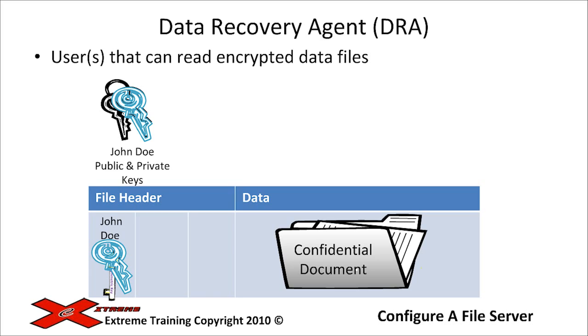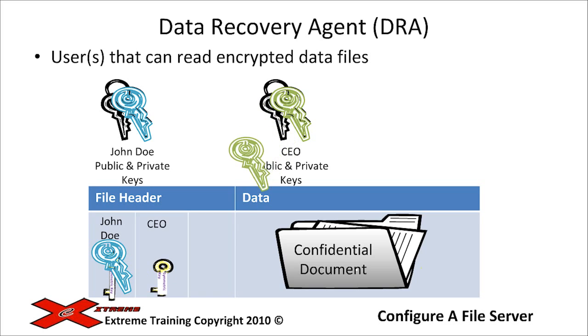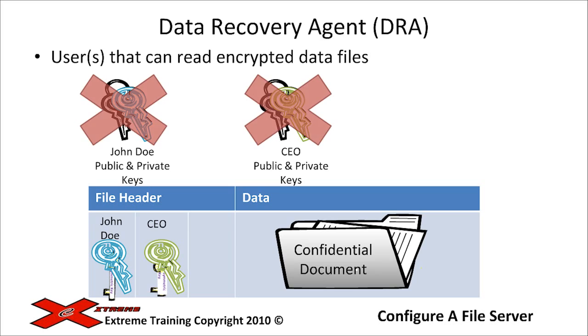If you decide to allow another user to access the file, for example the CEO, Windows would add another symmetric key to the file. The second copy of the symmetric key would also need to be encrypted by using the CEO's public key. Once the file is encrypted, only the CEO's private key can be used to access the symmetric key. This approach does present a problem. If John Doe and the CEO left the company, if both their user accounts were to be deleted, then access to the symmetric key would be lost, as their private keys attached to their user account would be lost too.